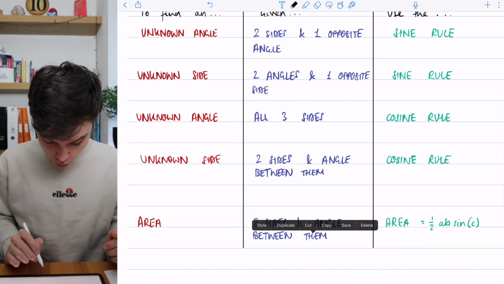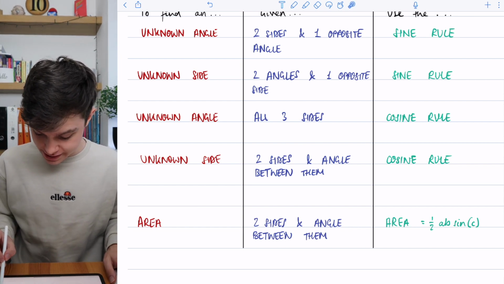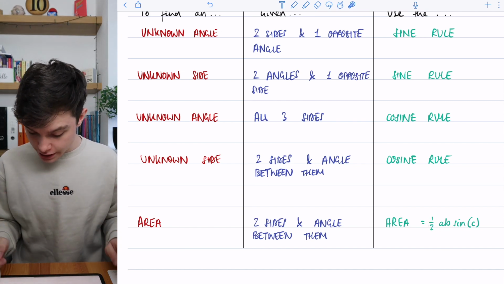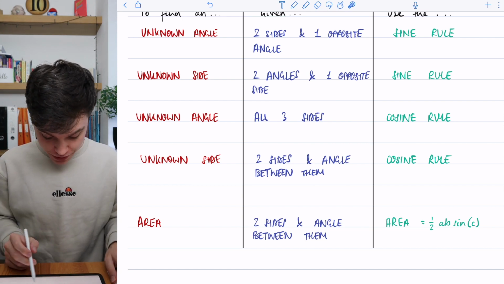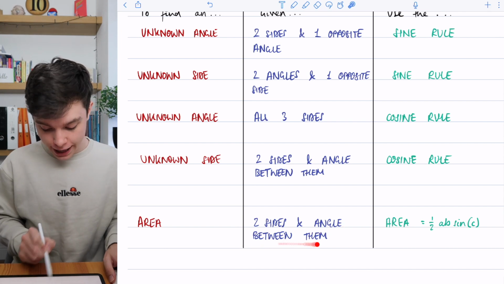It is here, we're looking at area. To use the area formula, which is this here, a half times ab sine C. A and b are two sides, and C is the angle between them. Then this is what we need to use that. We need two sides and we need an angle between them.